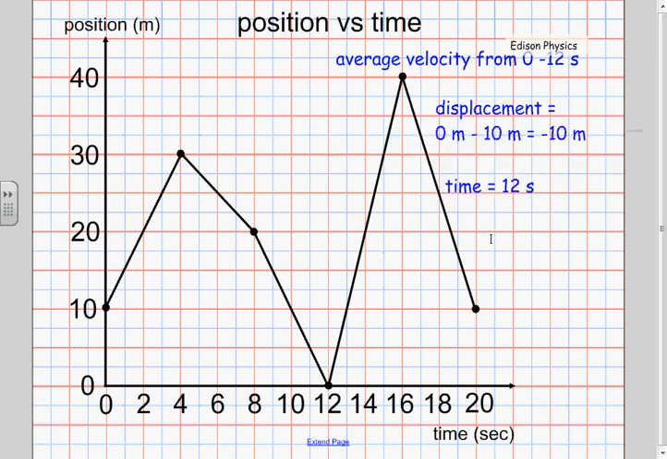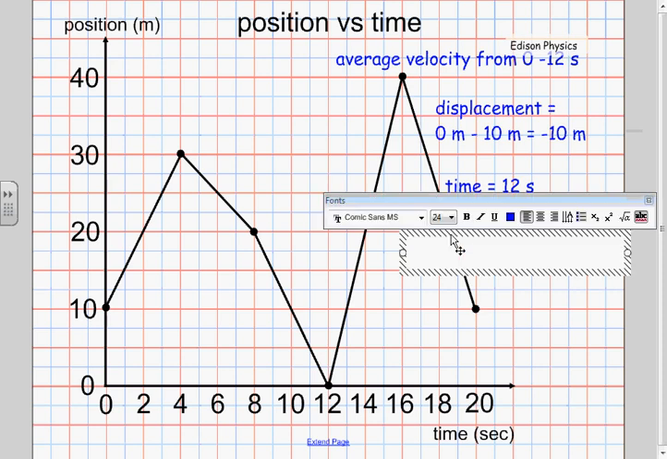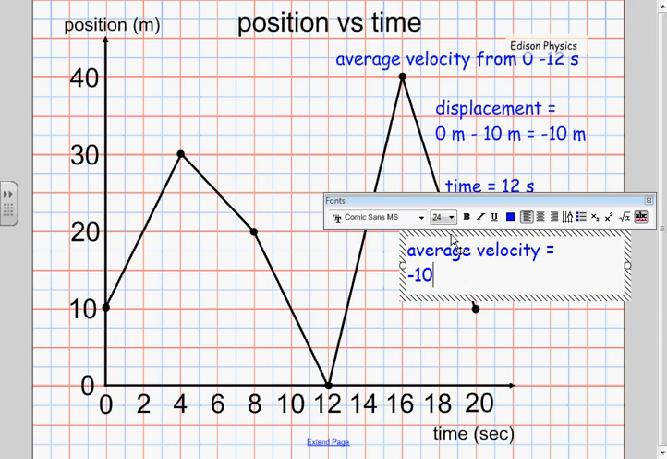So my average velocity is going to be negative 10 meters. Put that on the next page. Negative 10 meters divided by 12 seconds. All right, and I need a calculator to find that number. I think it's about 0.84, but let's check.